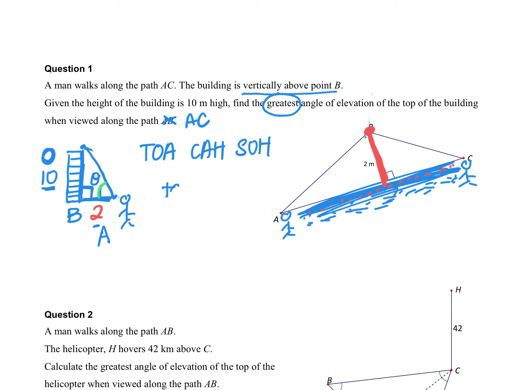So tangent theta equals to TOA. O is 10, A is 2. How do I get rid of the tangent?